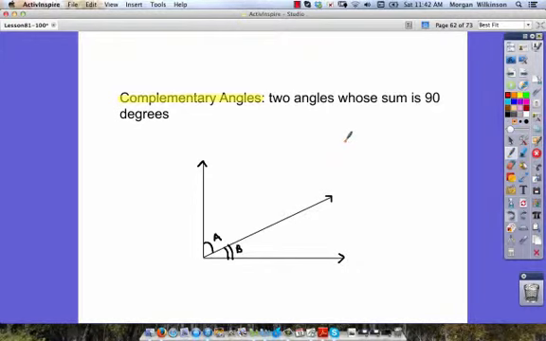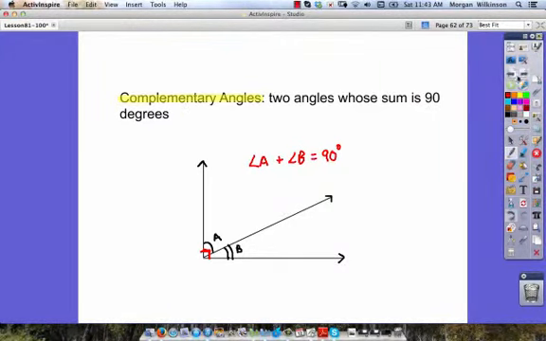Complementary angles are two angles whose sum is 90 degrees. So here we can see we've got a picture of a 90-degree angle in total. We've got two angles, angle A and angle B. Now we know angle A plus angle B will be equal to 90 degrees. So we could say angle A and angle B, those angles are complementary.